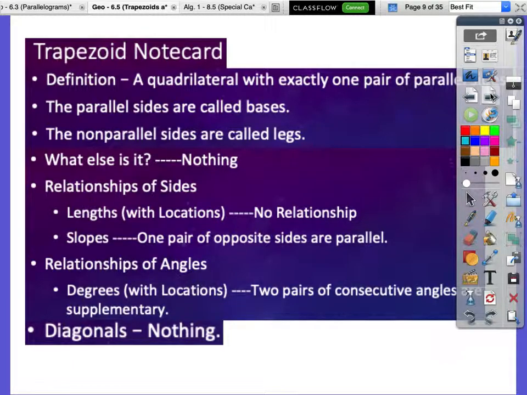Hey, questions on the trapezoid note card? Okay, now we're going to our notes. There's an example of the notes we're going to do.